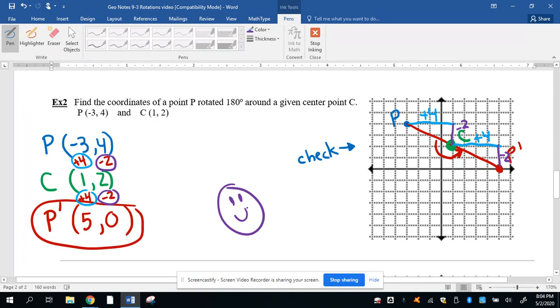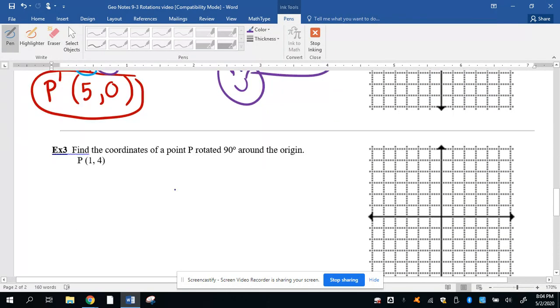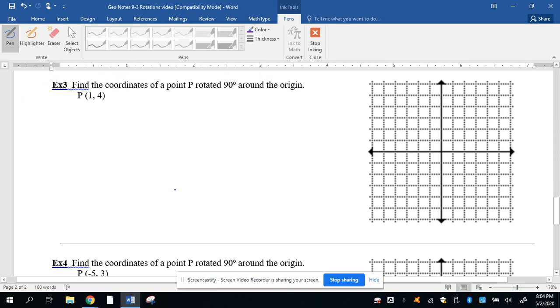And again, the GeoGebra really helped us understand the concept of this without making this be something where you have to memorize. You don't have to memorize anything. So we're done with rotating 180 degrees around any given point. Let's try another rotation concept, and that's problem number 3, 4, and 5.